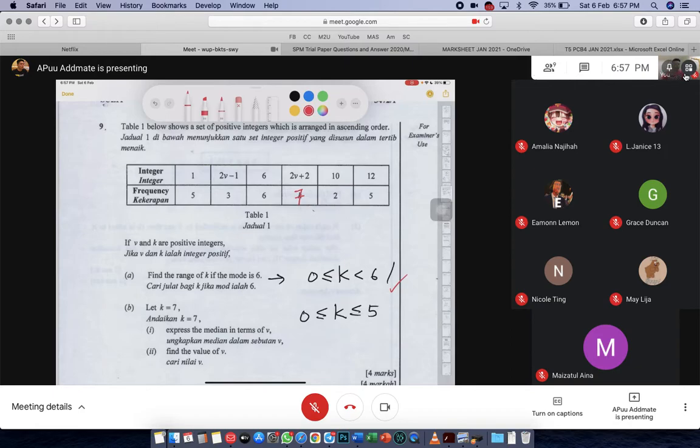Alright. How to find median? Macam mana nak cari median? Any formula, remember? N over 2 kan? You have to find where is the position kan?